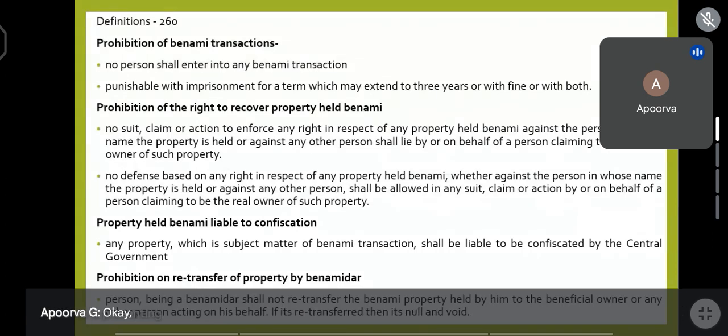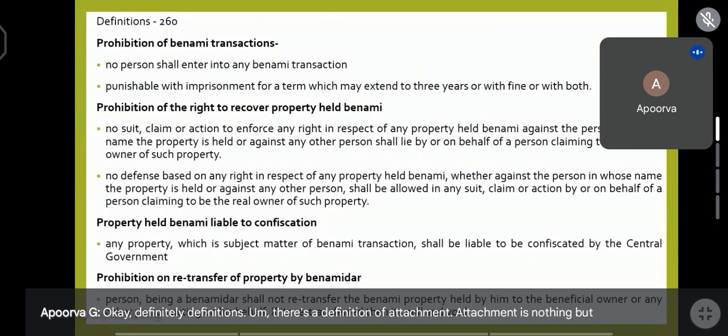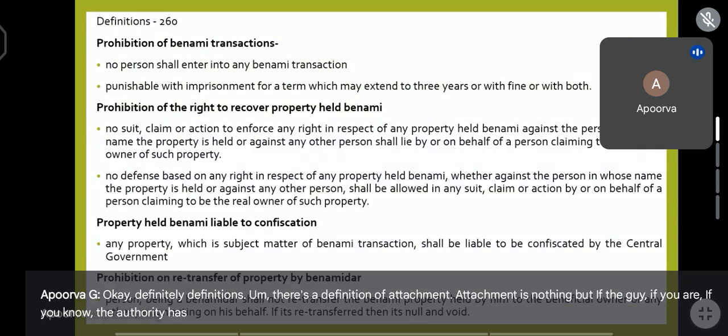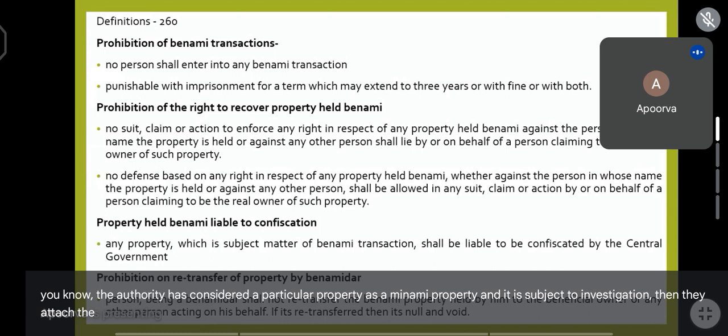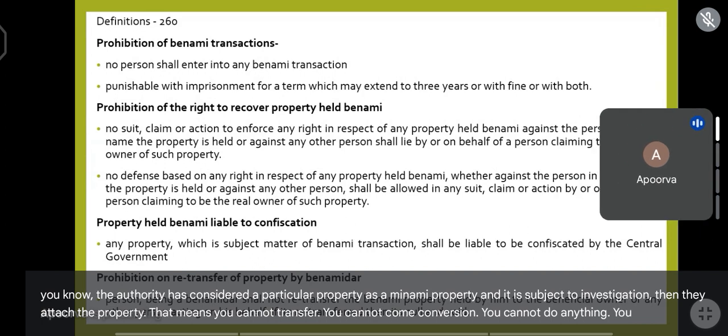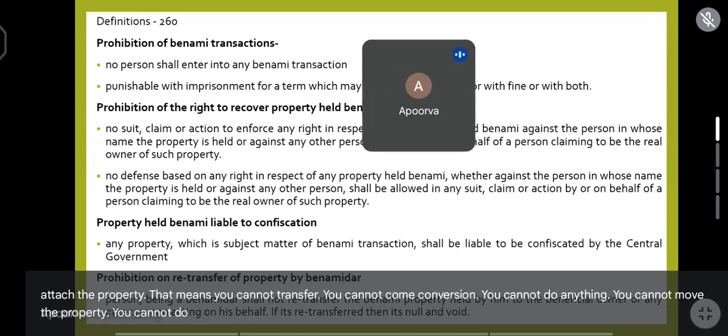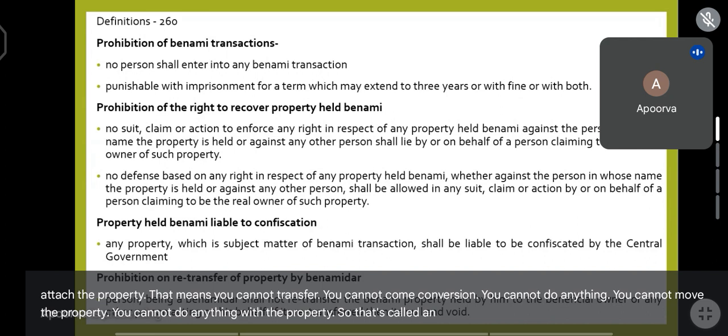Okay, definitions. There is a definition of attachment. Attachment is nothing but, if the authority has considered a particular property as a Benami property, and it is subject to investigation, then they attach the property. That means you cannot transfer, you cannot convert, you cannot move the property, you cannot do anything with the property. So that's called an attachment of the property.